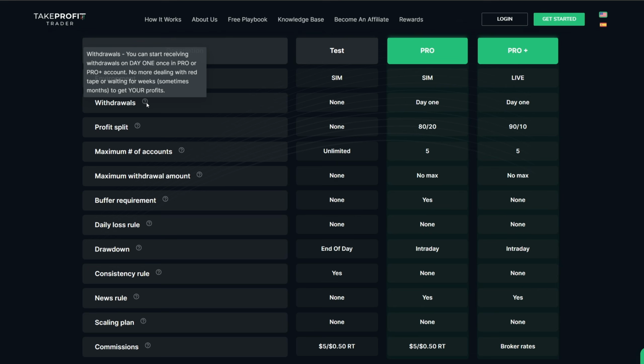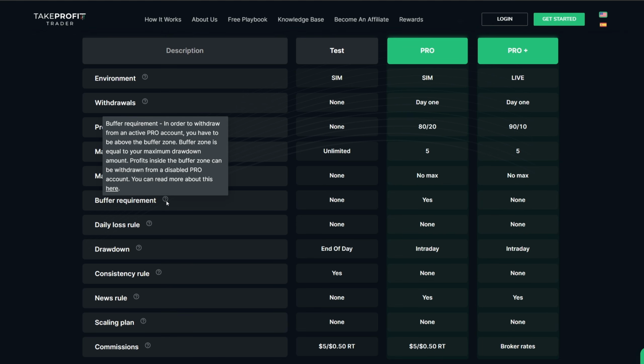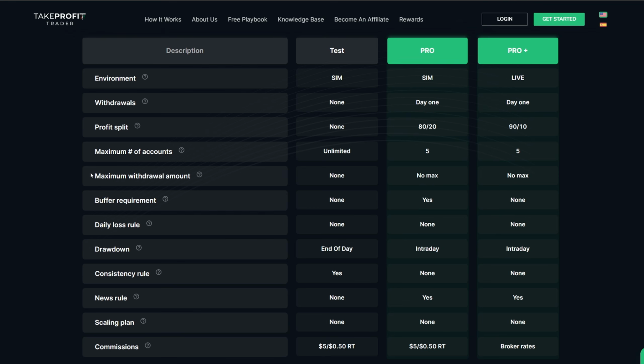They said, Mike, if I make a withdrawal from my account, and keep in mind, in order to make a withdrawal out of the account, you must be above the buffer requirement. The buffer requirement essentially, or the buffer zone, is equal to the maximum drawdown amount.